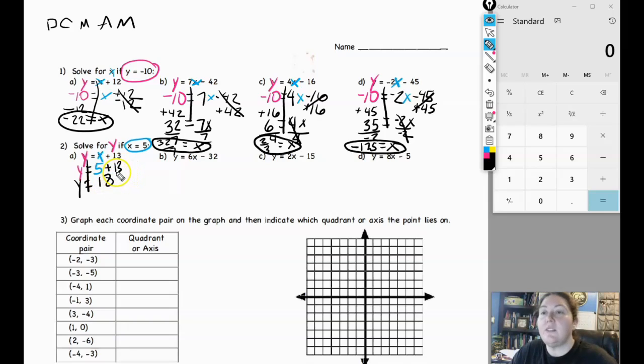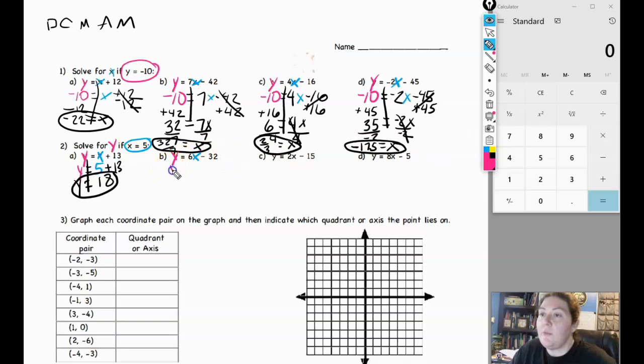Huh, look at that. Mr. Y is perfectly happy. He's on the side all by himself. My answer is 18. And that's it. I'm done with that one. Alright. On this next one, oops, wrong color. On this next one, I am still going to solve for y, and everywhere I see an x, I'm going to put in a 5.